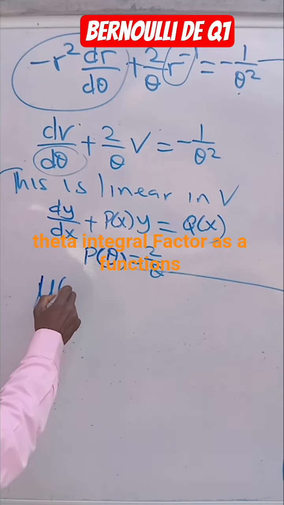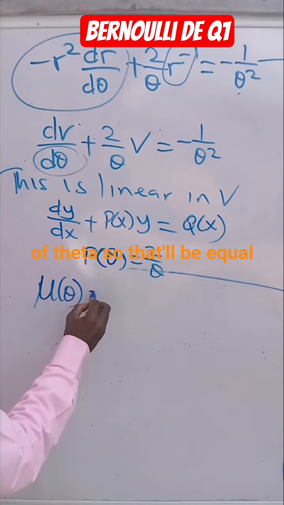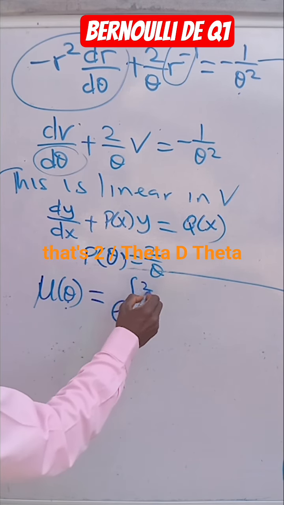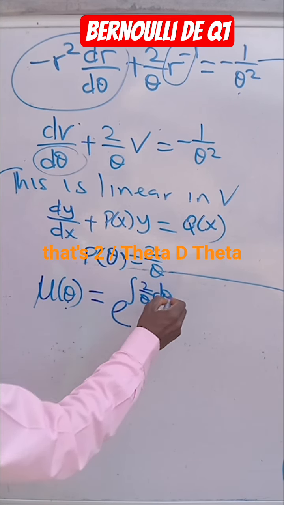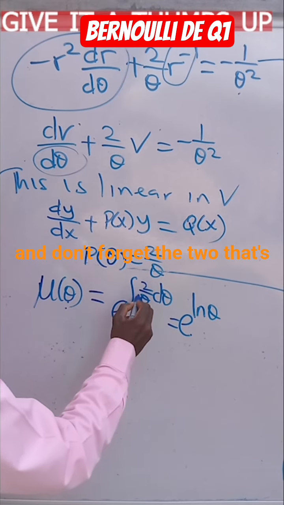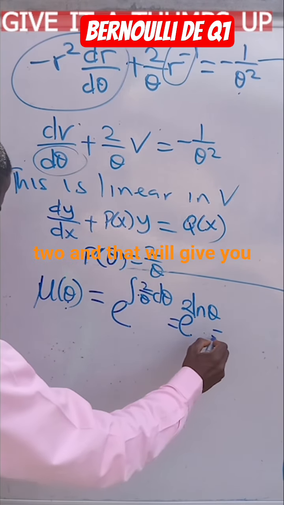So it's a function of theta. Integrating factor as a function of theta will be equal to e to the power integral of p of theta, that's 2 over theta d theta. So exponential to the power 2 ln of theta. Don't forget the 2, and that will give you theta squared.